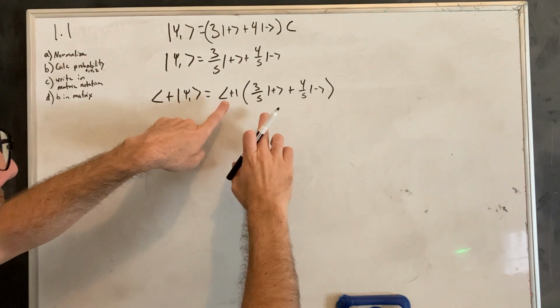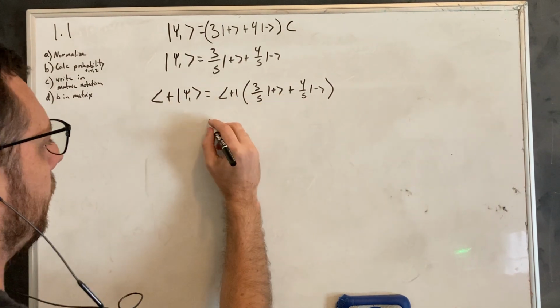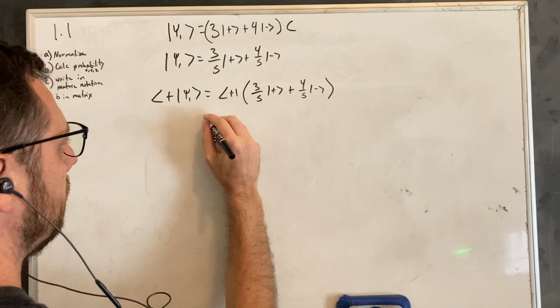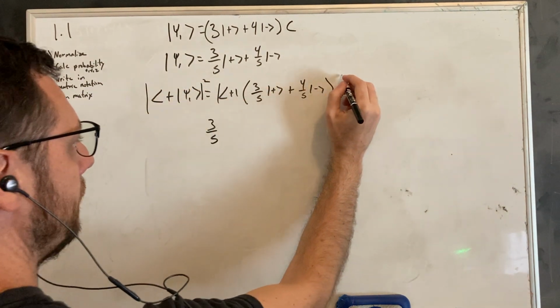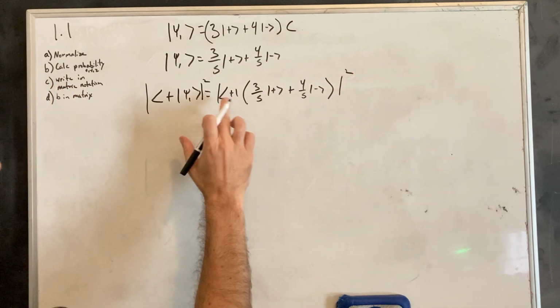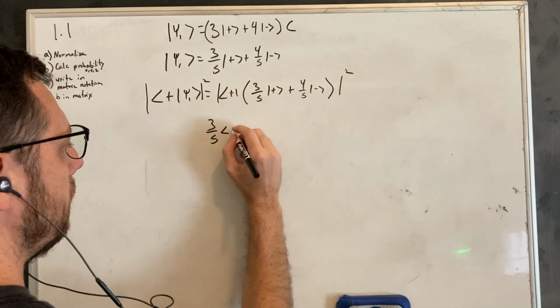So if we multiply the up and the up, we're left with 3/5. Oh, I almost forgot. We need to square this also to get the probability. So this will all be squared. All right, so 3/5, and we'll get an up and an up.